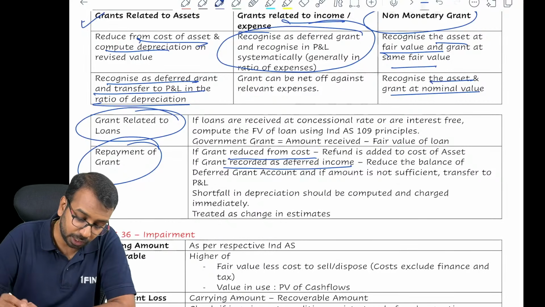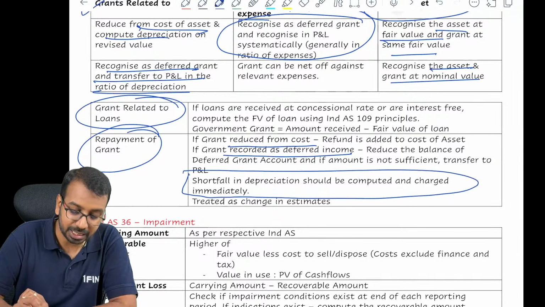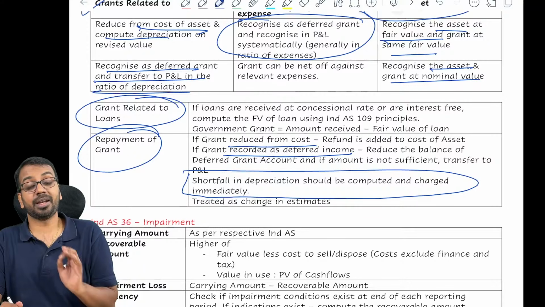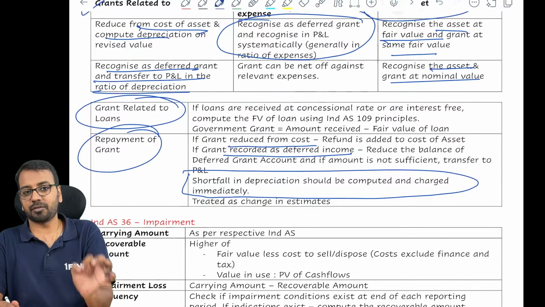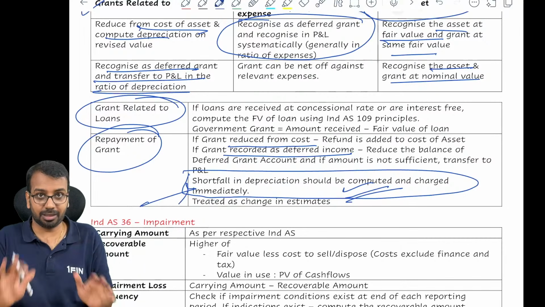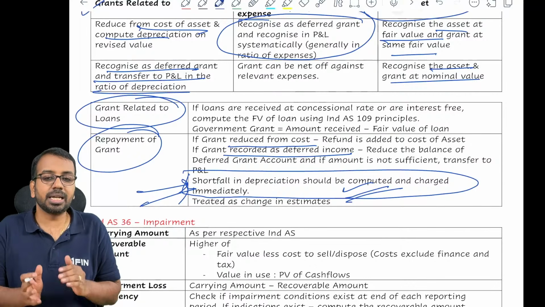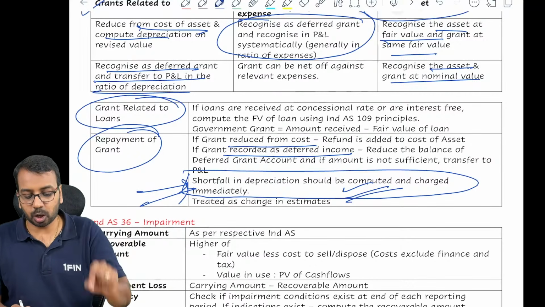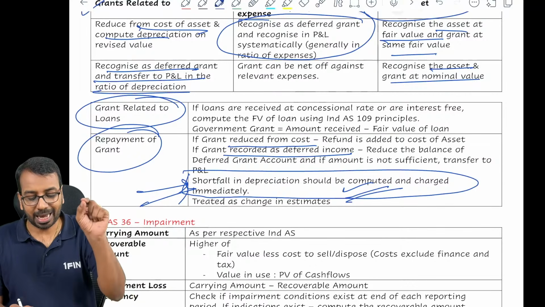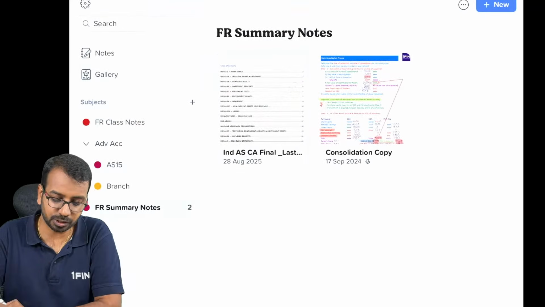Now here, one very important thing which a lot of students may have forgotten by now: depreciation will be retrospectively calculated and any shortfall in depreciation will be charged immediately. This is one thing you may have forgotten. I'm not saying you have forgotten, you might have forgotten. So if there is any shortfall in depreciation, that shortfall should be computed and charged immediately to the P&L. Alright, now let's look at the questions.